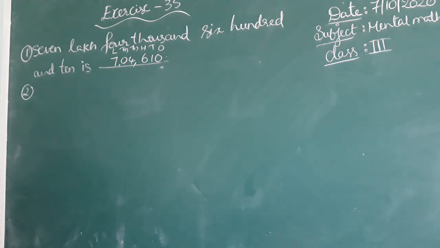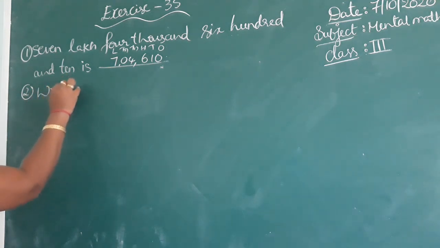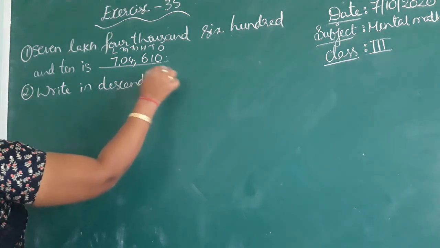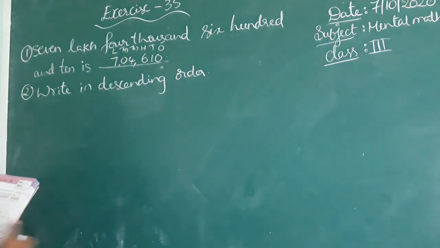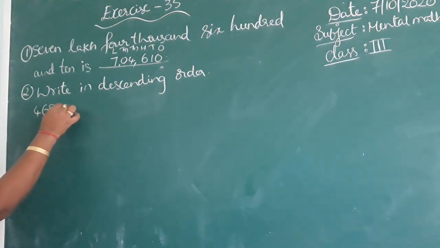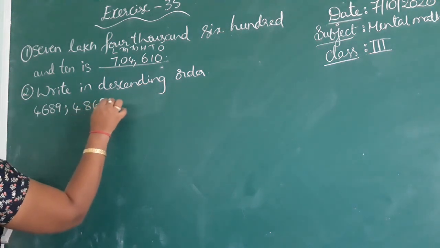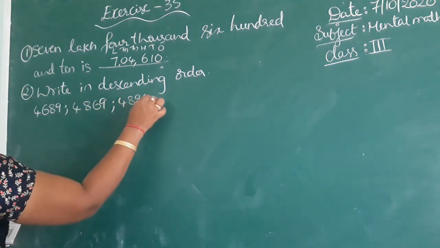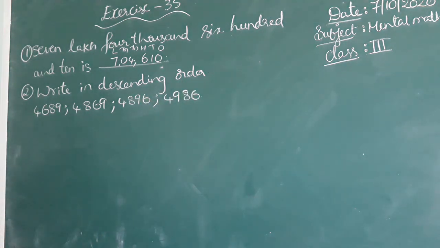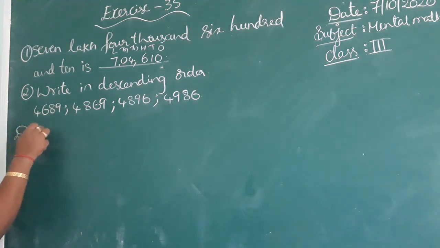Write in descending order. See what numbers you have to write in descending order. Look at that. 4,689, 4,869, 4,896, 4,986. Here they are asking us to write them in descending order. Descending order means arranging the numbers in order of greatest to smallest.